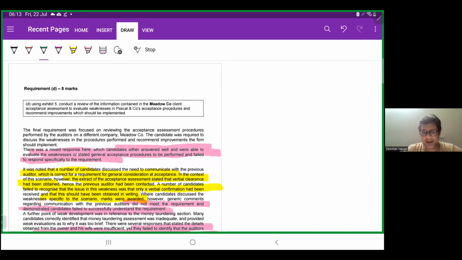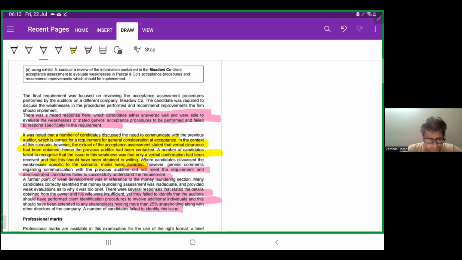So that was the thing. Moving ahead, using Exhibit 5, conduct a review of information contained in the Mato company client acceptance assessment to evaluate weaknesses in Pascal and Co's acceptance procedures and recommend improvements which should be implemented.